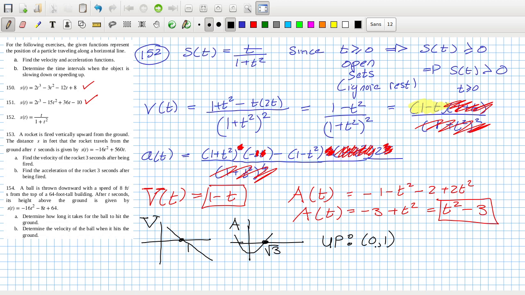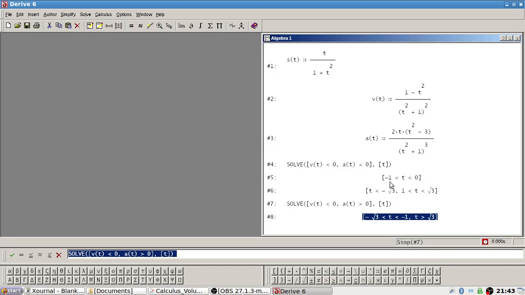It's also speeding up when they're both negative. So that's more than 1, but less than root 3. 1 to root 3. Okay. And then slowing down. So I just want to check that I got that right. So when they're both positive and they're both negative. So both negative, I don't think that's right. I have minus 1 to 0.